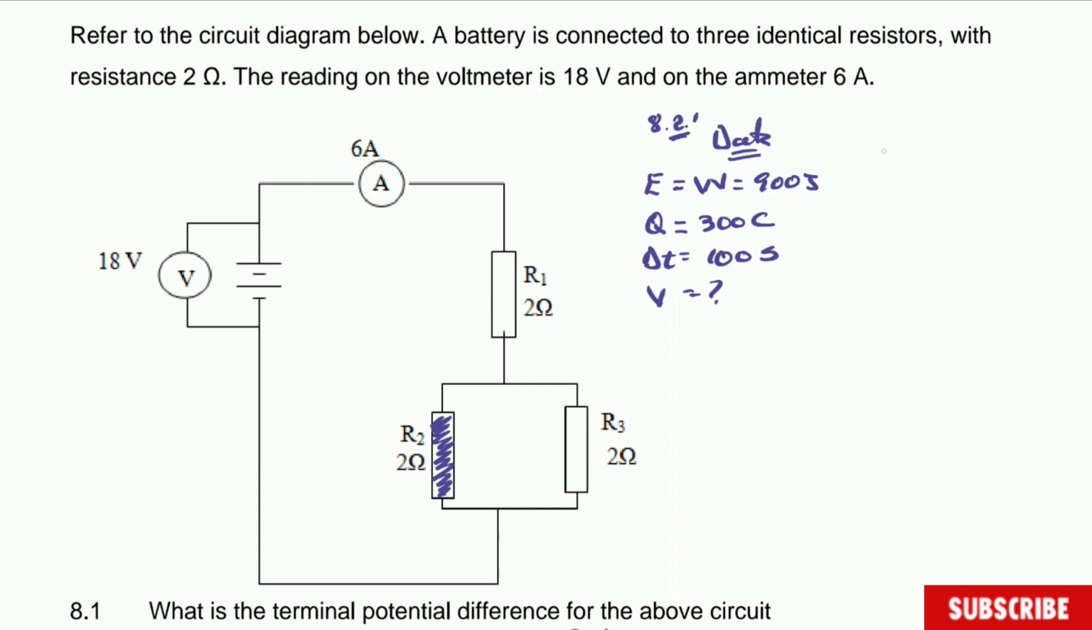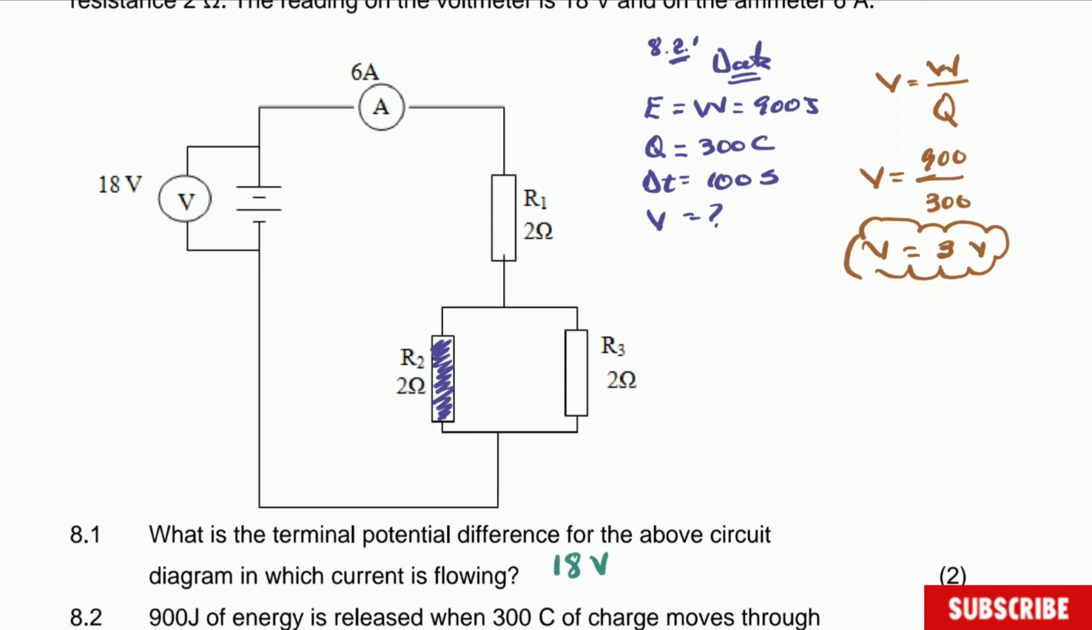So if you write the formula here, potential difference is equal to W, which remember is the energy we are talking about, divided by charge, and all we have to do is substitute. So W is 900 and the charge is 300. So potential difference is going to be equal to 3 volts. That is the answer for the potential difference of R2. It is quite simple. I hope you understand.